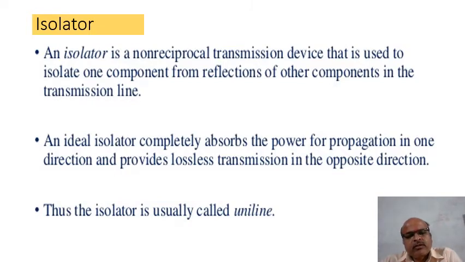So isolator is usually called a uniline. In the oral exam, why is an isolator called a uniline? Because an ideal isolator completely absorbs the power for propagation in one direction and provides lossless transmission in the opposite direction.